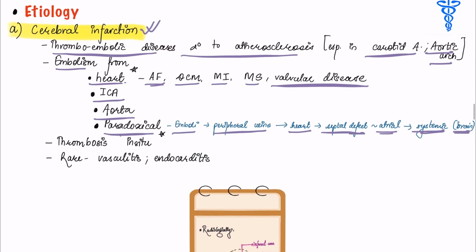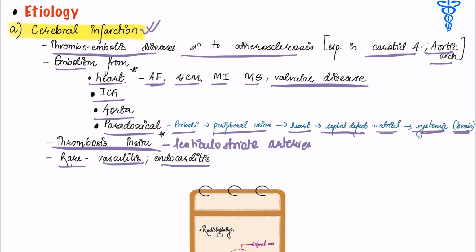It can also be due to thrombosis in situ, which is caused by intrinsic disease of small perforating vessels like the lenticulostriate arteries, causing lacunar infarctions, and rarely there can be vasculitis and endocarditis.